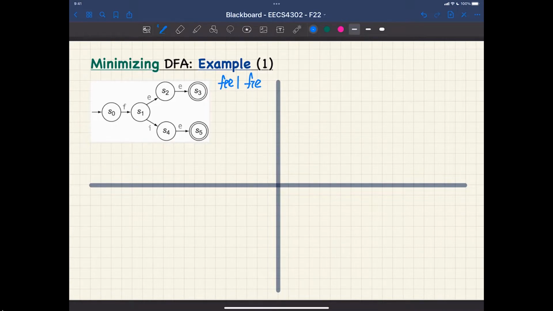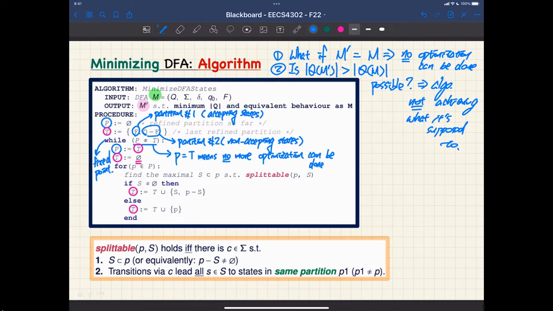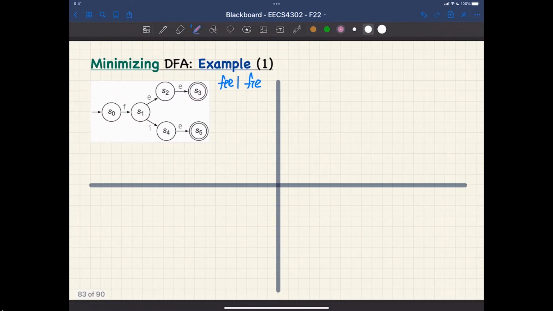And I'm going to show you the corresponding line back in the algorithm. Number one, initially, we're going to have these two partitions: accepting states and non-accepting states. That's the initial partition. I'm going to use coloring to show that. Accepting states will be here, in the same partition. Non-accepting states will be here. Are you okay so far?